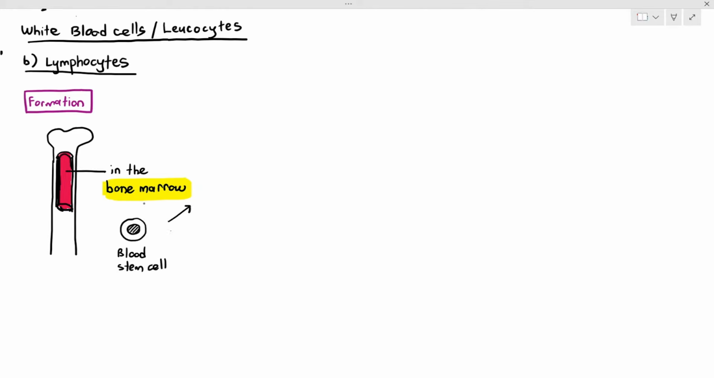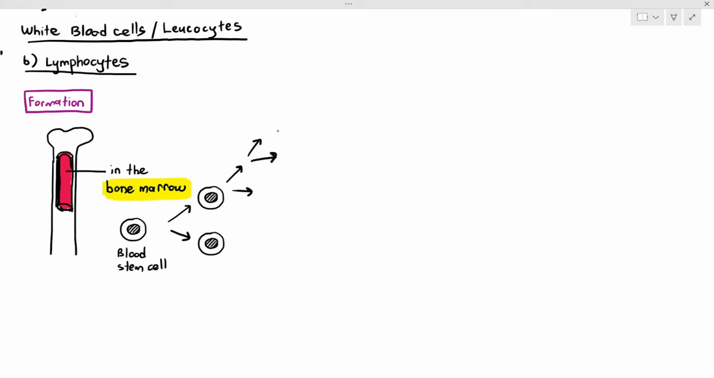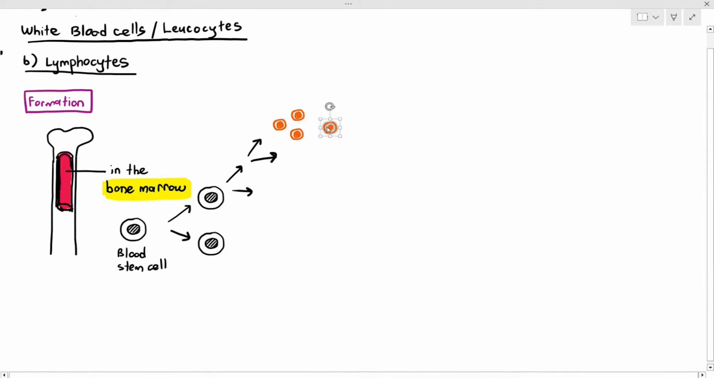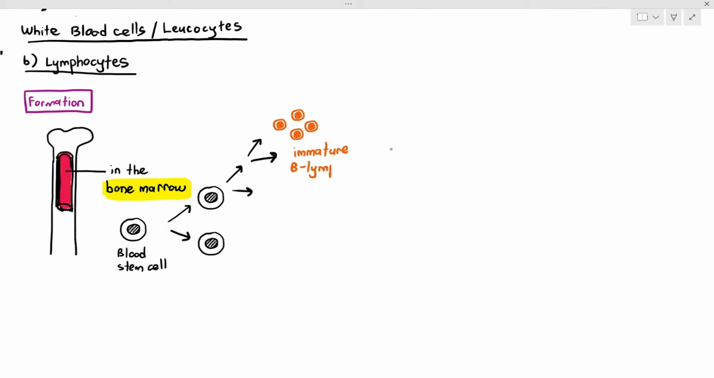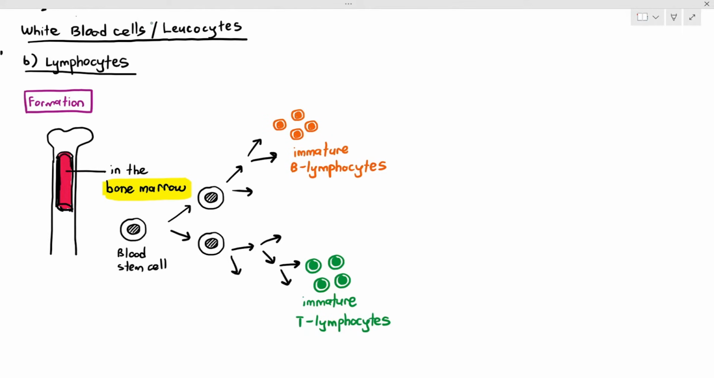bones, and it starts off with the blood stem cells dividing continuously through a process known as mitosis. Now, when the blood stem cells divide, they will specialize into two groups of lymphocytes. Some of the blood stem cells will specialize or differentiate to become something known as immature B lymphocytes, and another one is called the immature T lymphocytes. I'm representing them as different colors. It doesn't mean that the B lymphocytes are orange and T lymphocytes are green. It's just a clear way of looking at them.